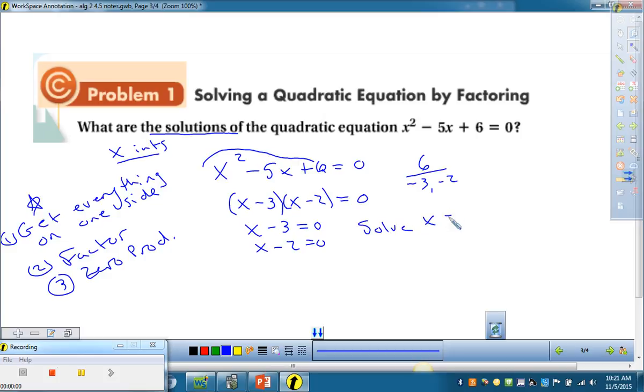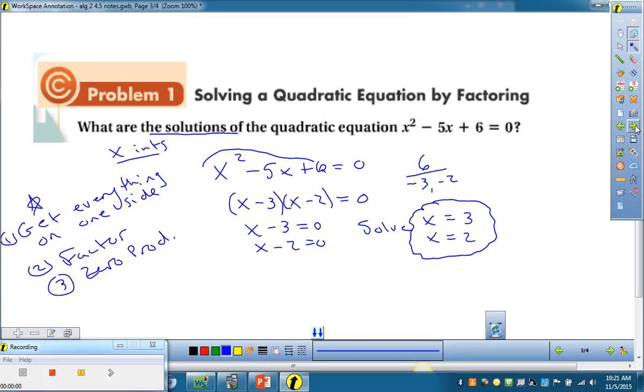And we get x equals 3, and x equals 2. Those are the x-intercepts. That's the solution to this equation. All right, so we always start with a nice easy one. Get everything on one side using algebra, factor, and then use the zero product property. Everybody okay with this? This is all we have to do.